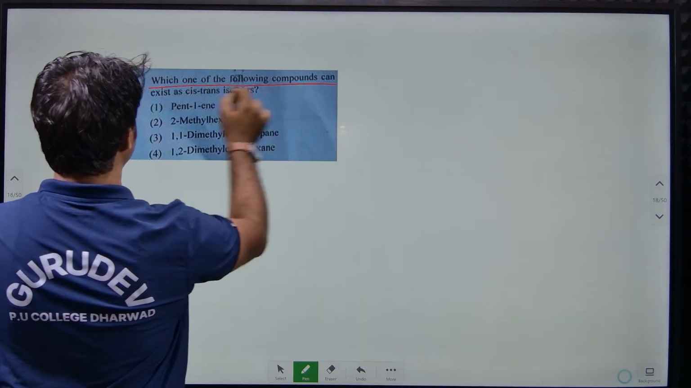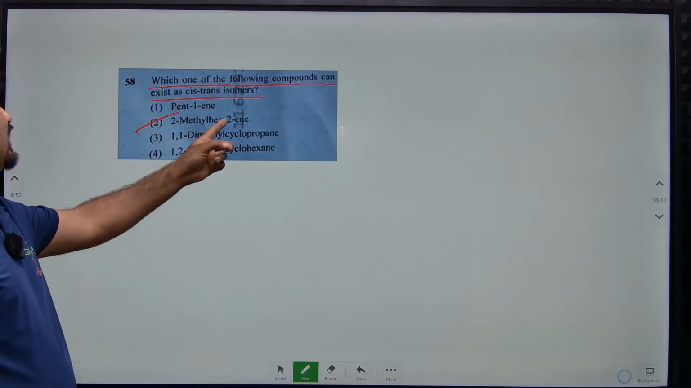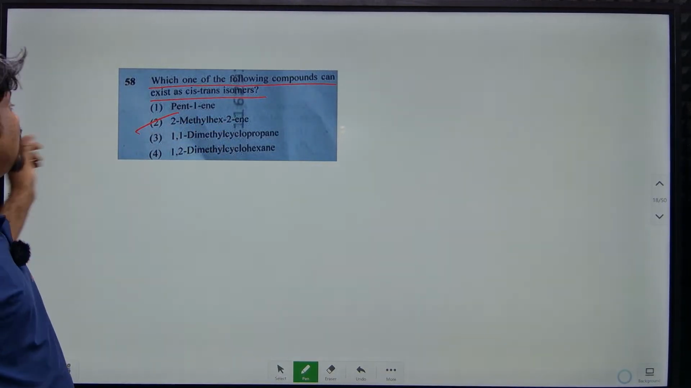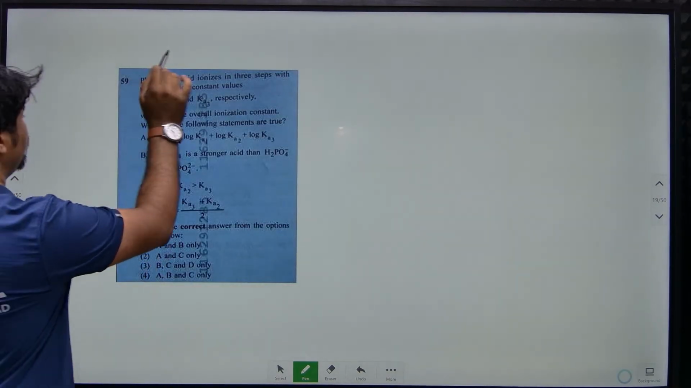Which one of the following compounds can exist as cis and trans? That 2-methyl-hex-2-ene will exhibit both cis and trans isomers. Option 2 is the right answer. Go to question number 59.